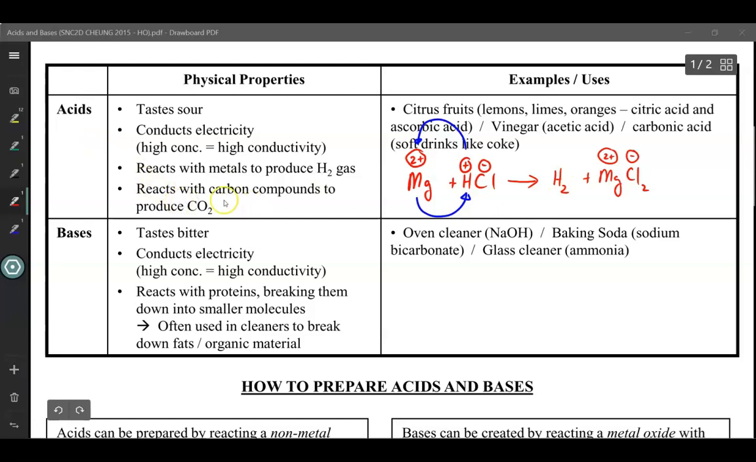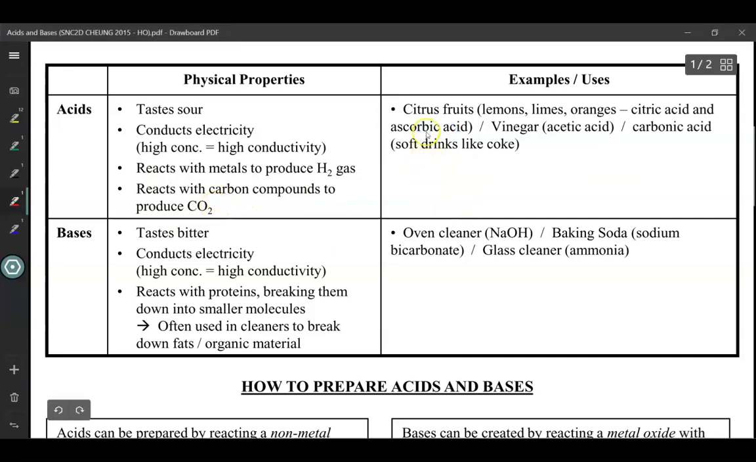Acids can also react with carbon-based compounds to produce CO2, but we'll look at those reactions in a future course. As we mentioned, common examples or uses of acids in the home: citrus fruits, so lemons, limes, oranges, vinegar, acetic acid, carbonic acid, which is typically found in soft drinks, and much, much more. Acids are quite commonplace in our everyday lives.